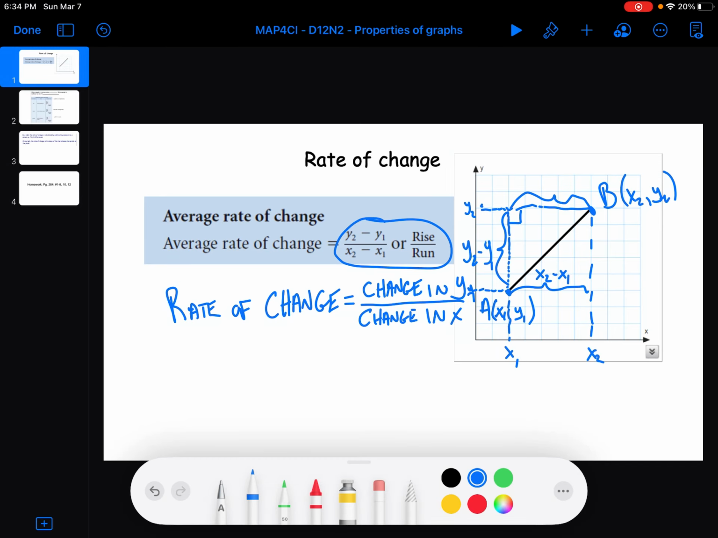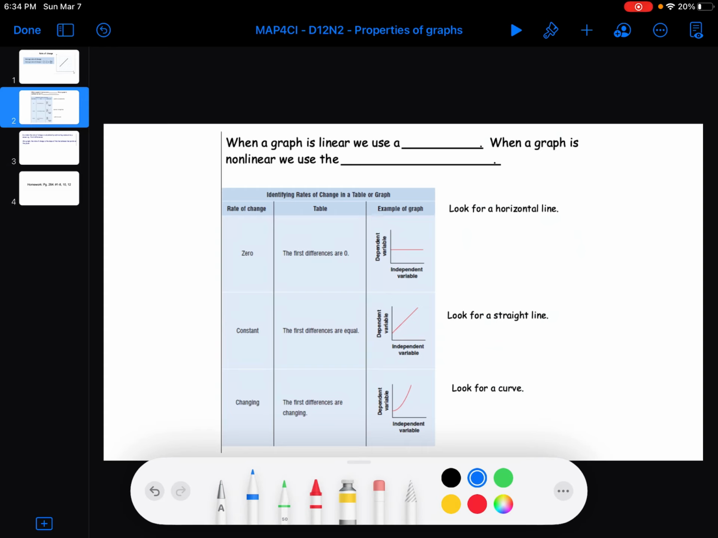Okay, and we've done rate of change a bunch. When looking at a linear graph, we use your rate of change or your slope. When looking at a nonlinear graph, we're always looking at the average rate of change. Okay, so if the graph is not linear, we can't consider the rate of change because it's not constant. Rate of change shows us a constant value.